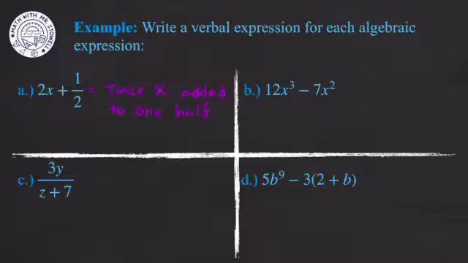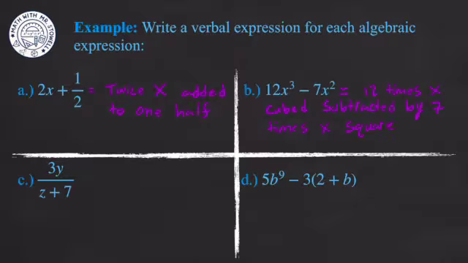For b, we have 12x cubed minus 7x squared. Okay, well, let's write that a little bit nicer. We can say 12 times x cubed subtracted by 7 times x squared. That's one way of writing it.